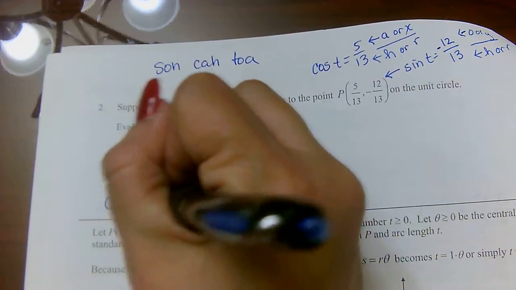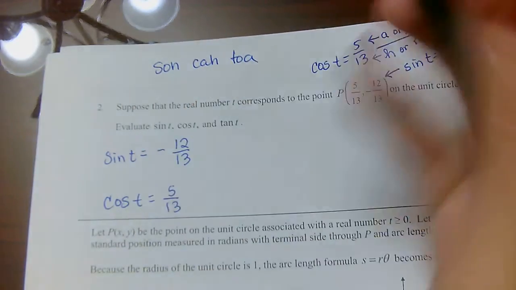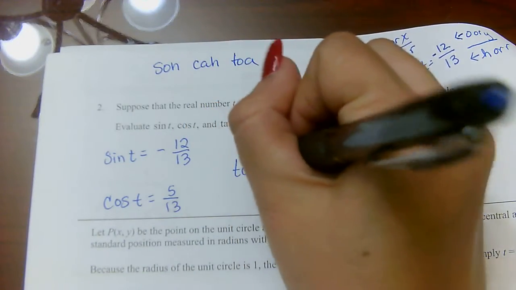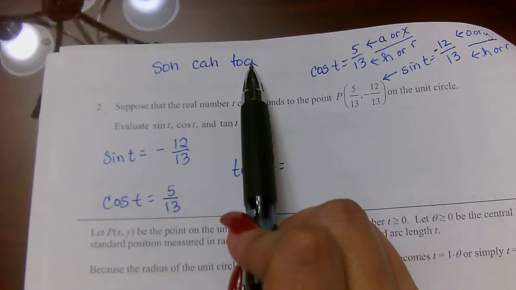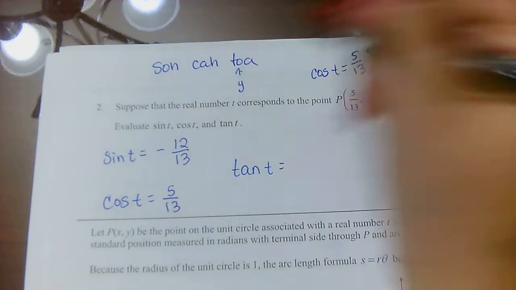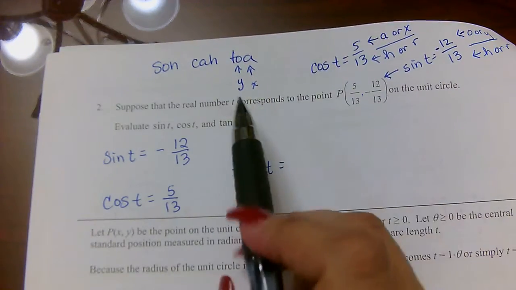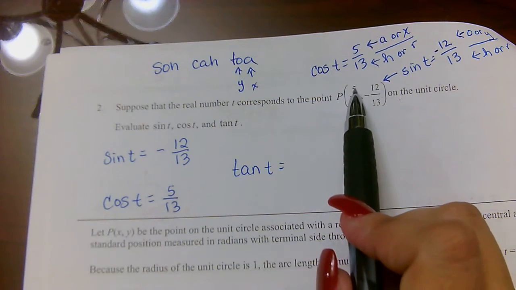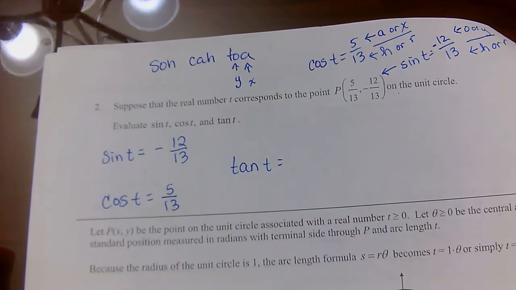Cosine is going to be our x value, which is 5 over 13. So these are really easy ones. But this is what I like about the tangent one. Tangent t, now if we go back, we're going to say, oh, it's opposite over adjacent. Remember, opposite is going to be our y. Adjacent is going to be our x. But if I'm looking at these values, I can say, well, this is my y. This is my x. Now, notice that these two are actual ratios, and I could technically do that.